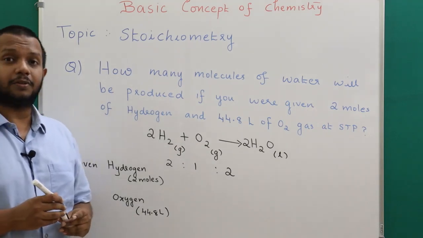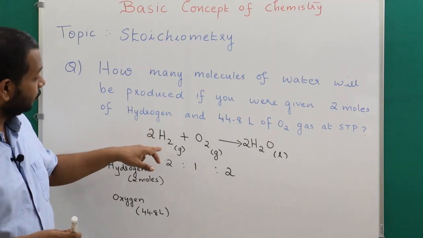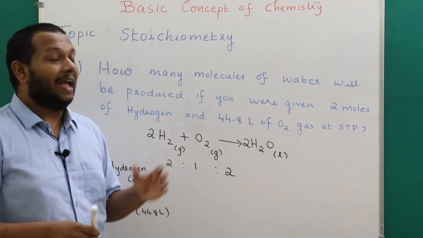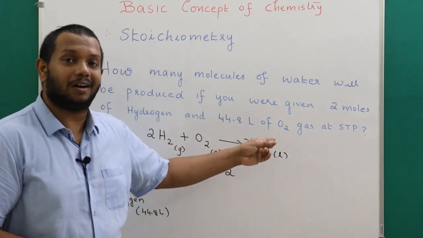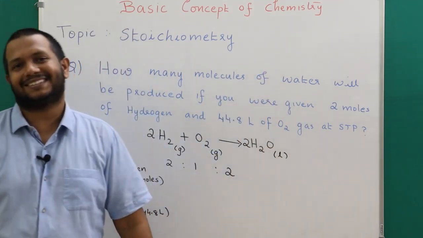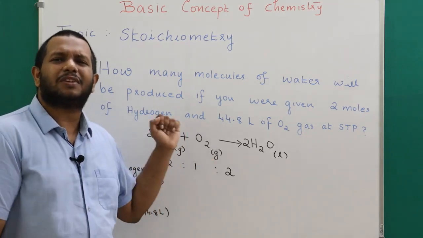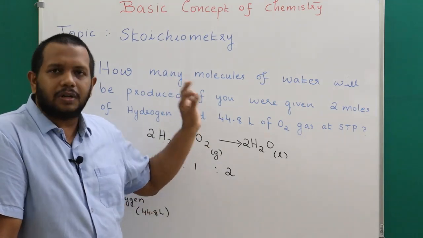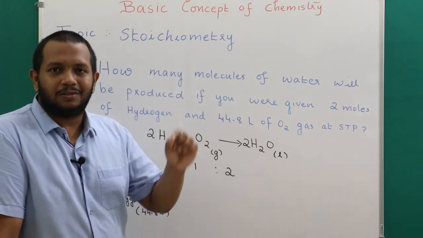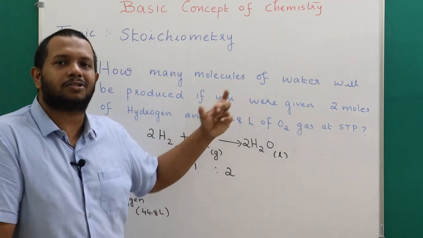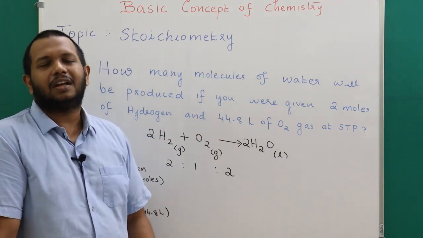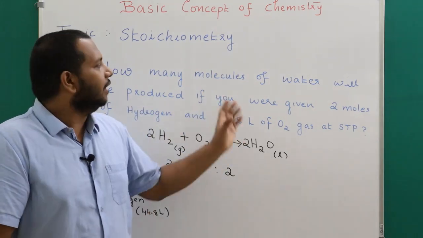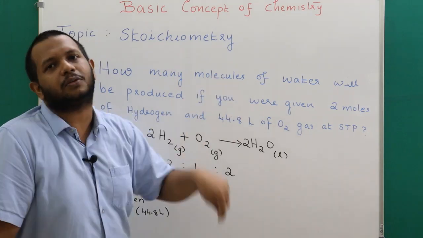So how beautiful this question is. Listen, hydrogen is given in terms of moles. Oxygen is given in terms of volume. And they are asking you to find out the water in terms of molecules. Now, why does an examiner put a question like this? By putting a question like this, he can ensure that the student knows the interconversion between all these units. He doesn't want to ask a question from the initial section to check whether you know the interconversion. They can create that question inside this question.